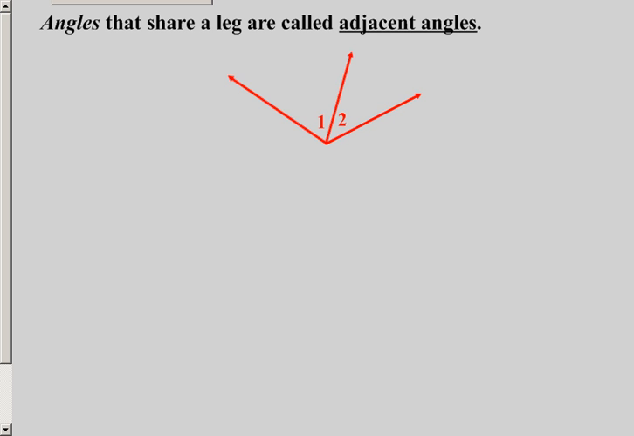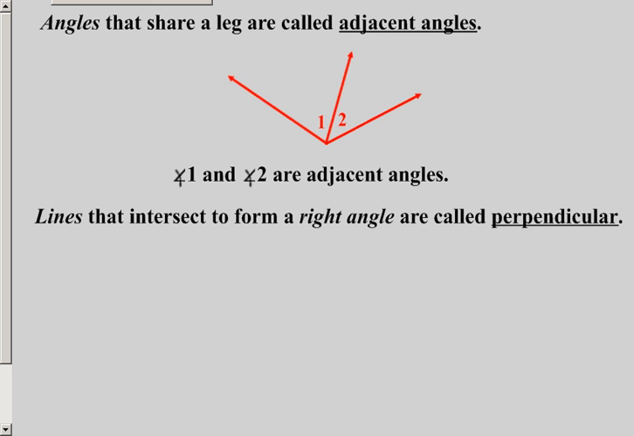Well, these are actually appearing to be next to each other, but simply saying they're beside each other doesn't really tell the entire story. Here, angle 1 and angle 2 have a leg in common between them. They share it. So angle 1 and angle 2 are examples of adjacent angles. Unfortunately, we have no symbol or symbolic notation for adjacent angles, so when it comes time to answer a question about adjacent angles, you're going to have to actually write the words out.